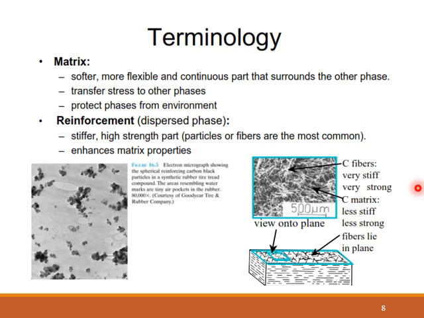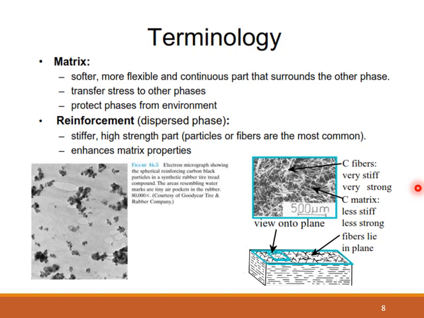So you see, what this means is that the matrix is the flexible and continuous part that transfers load or stress to the dispersed phase, and then it also protects the dispersed phase from the environment. And the dispersed phase, which is the reinforcement, which can come in form of a particle or a fiber, is one that is expected to enhance the property of the matrix. So by this, you now have a unique combination of properties to form a desired property based on the materials that are combined together to form the composite material.